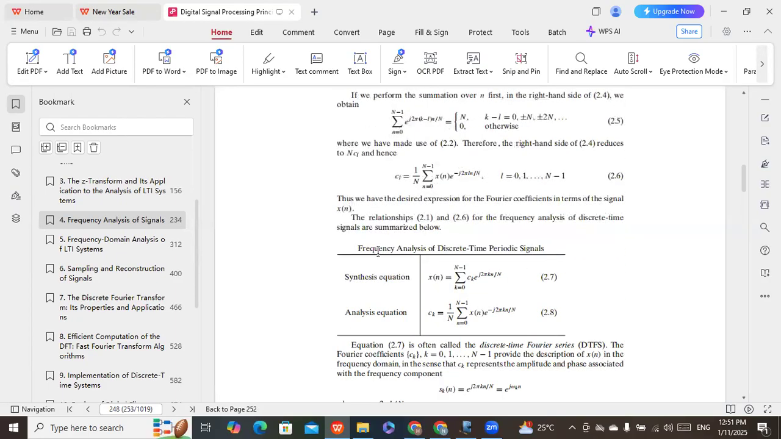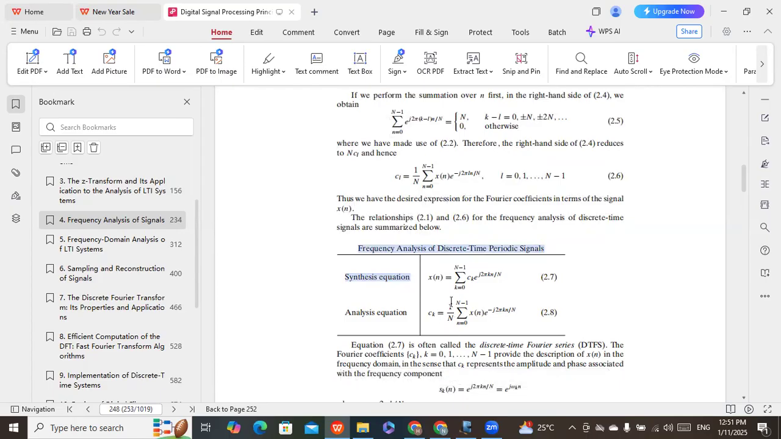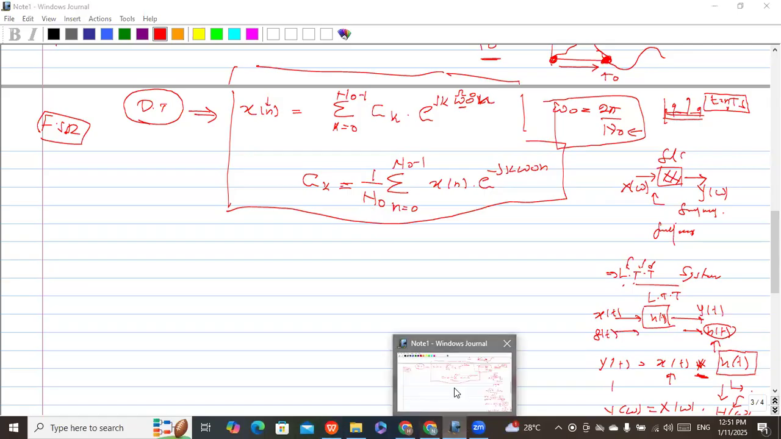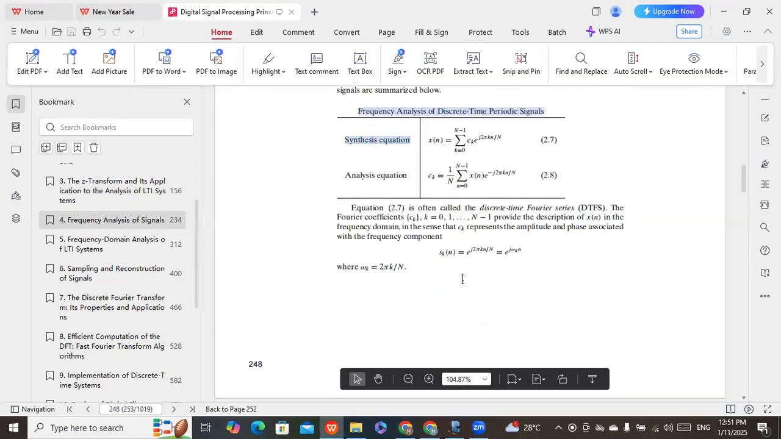Okay, so actually this equation you need mainly. I forgot one thing. When you are finding the ck, you need to divide it by 1 over n naught. Here it should be 1 over n naught. You need to divide this by the period n naught, okay. So you can see it.